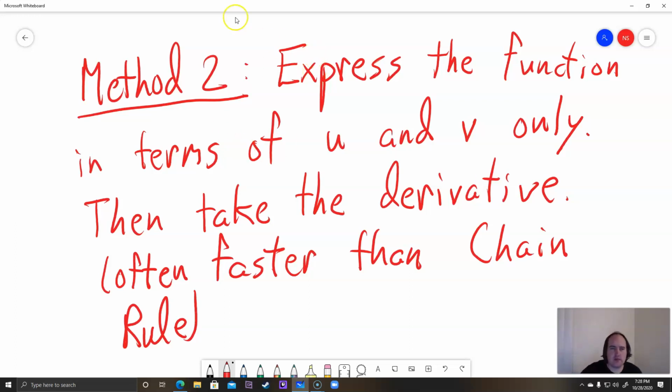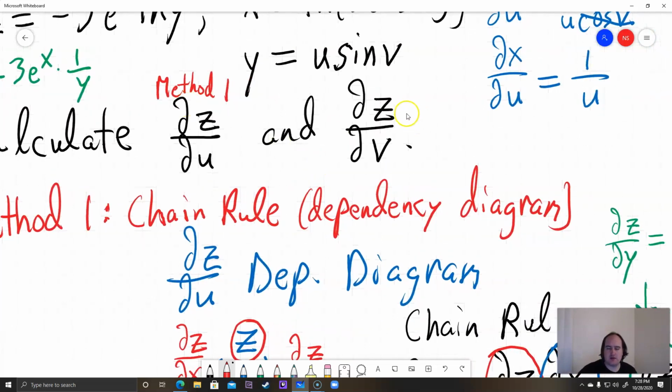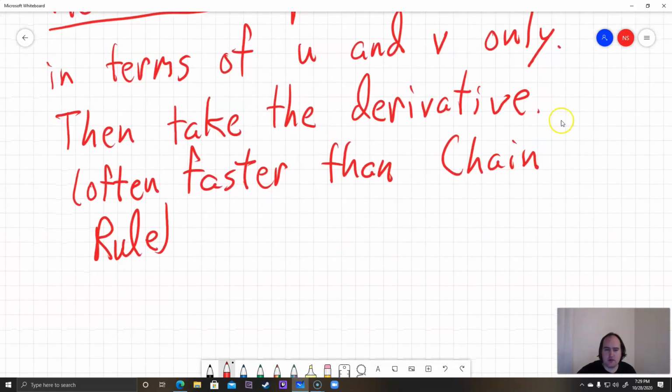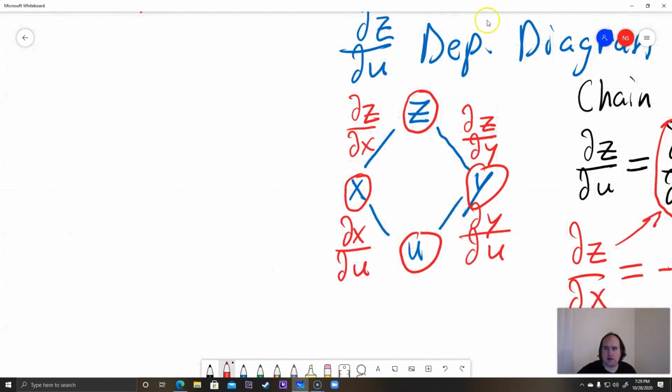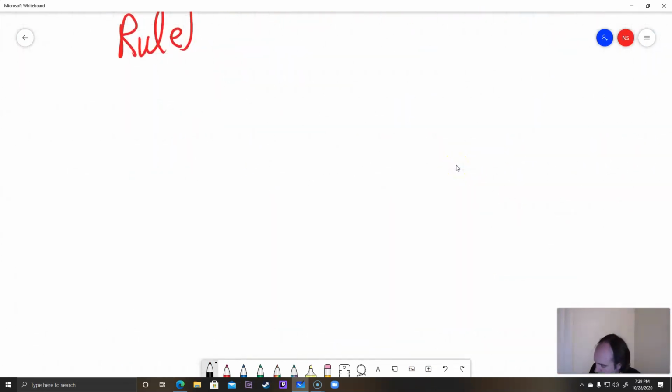Okay, so we used method 1 for the first derivative that they asked us to find, partial z partial u. And then just to show you method 2, I'm going to do method 2 for partial z partial v. But when you're doing your homework, you can use either one you prefer. It's just they're going to ask you for different parts of each one, so I have to show you how to do each one. Okay, so we're going to do method 2, and for that one we're going to be finding partial z partial v.